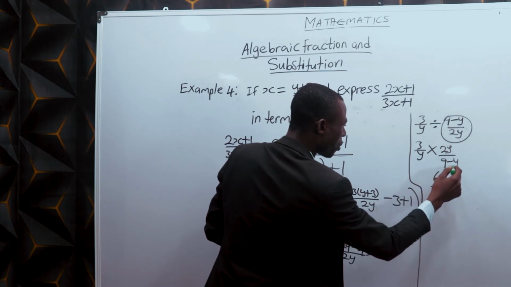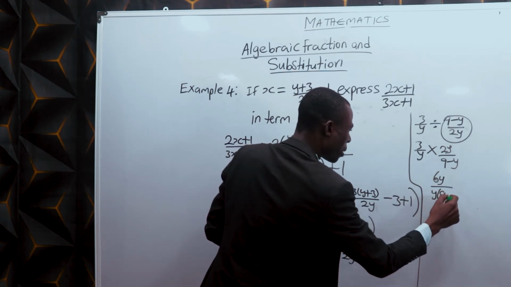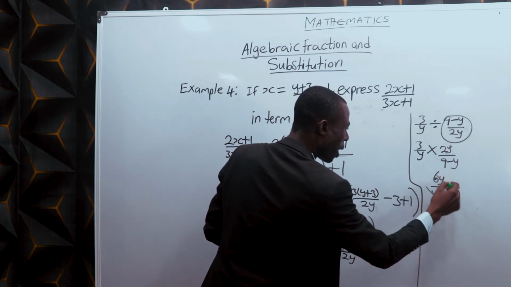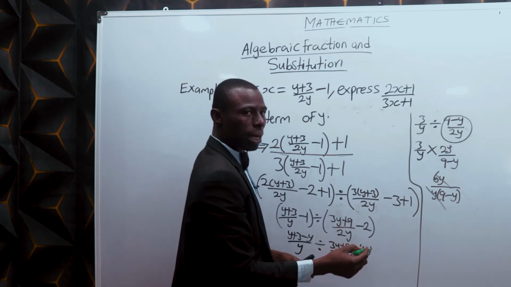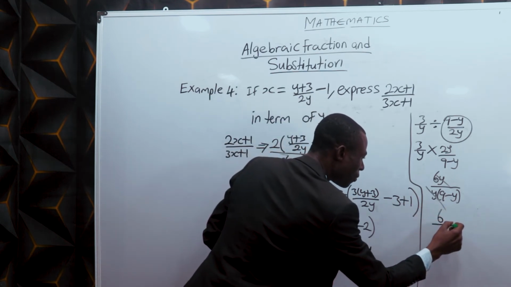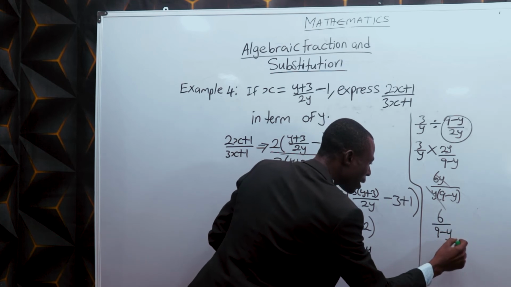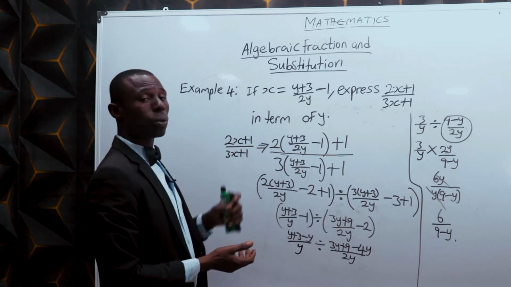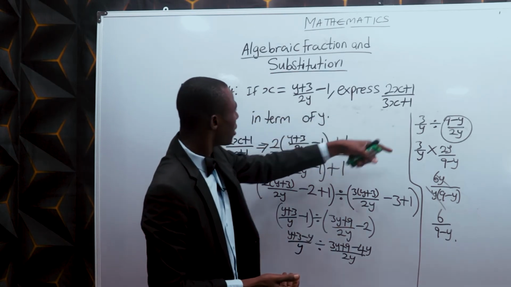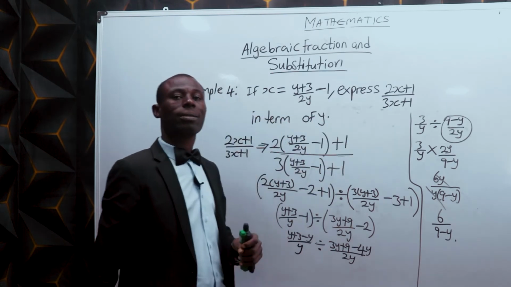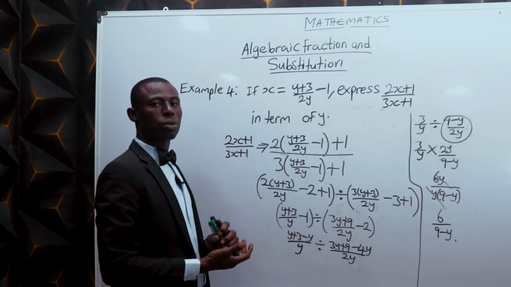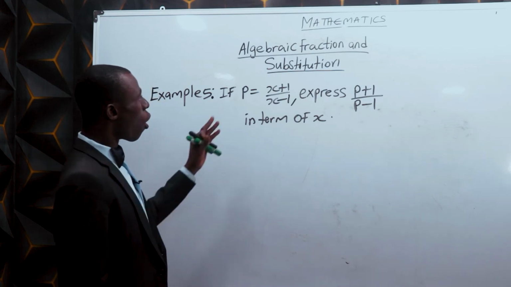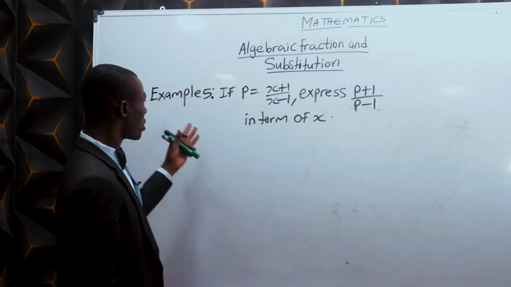Then y times 9 minus y gives us y into 9 minus y. You can see that this y and this y can take care of each other. So you have 6 divided by 9 minus y as our final answer. So that is how to write something like this in terms of y. That is proper substitution.